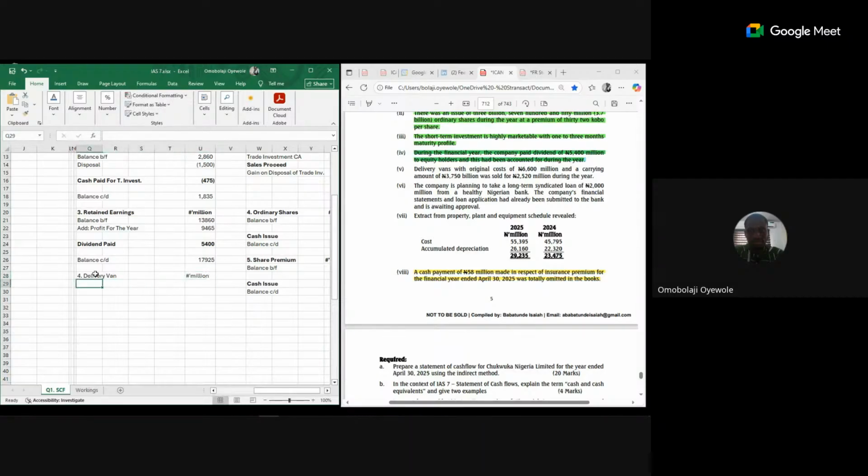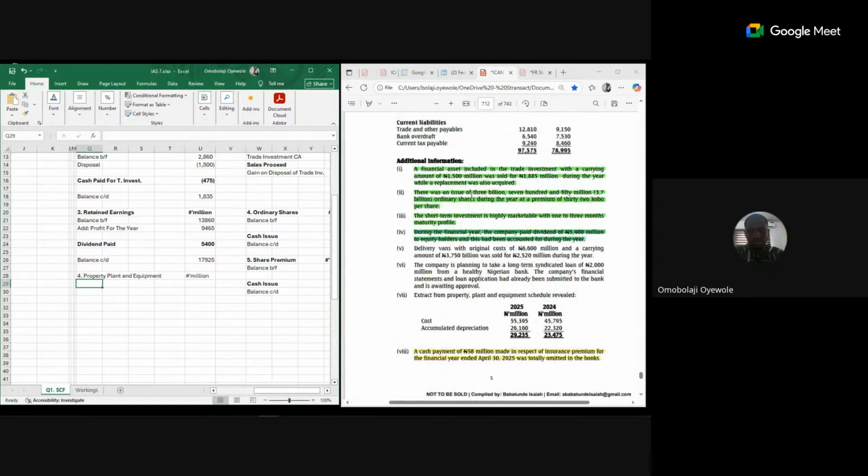Now, they said a delivery van with an original cost of 6,600,000 and a carrying amount of 3,750,000 was sold for... Let's do everything under PPE, since the delivery van is part of PPE, property, plant, and equipment. So now, let's bring down the balances on our PPE account.